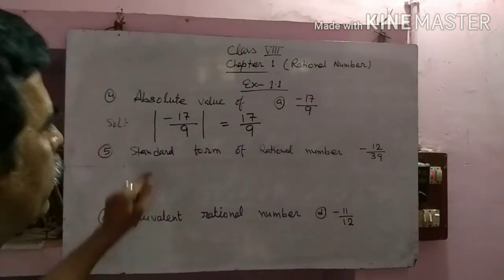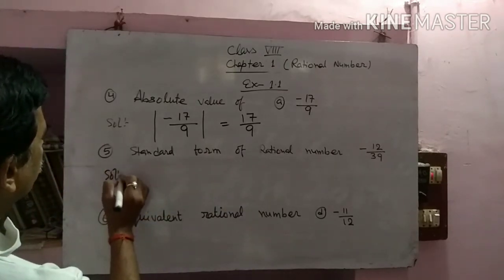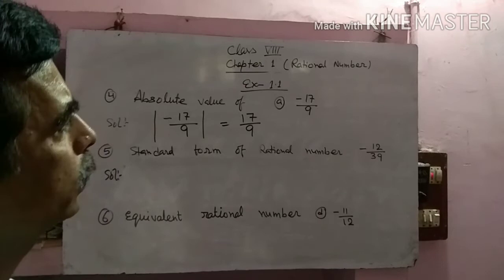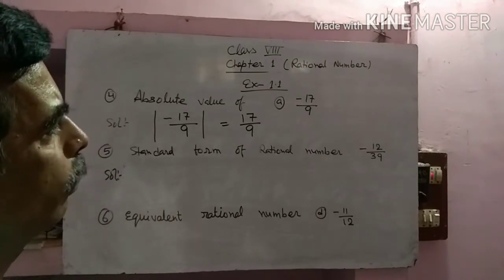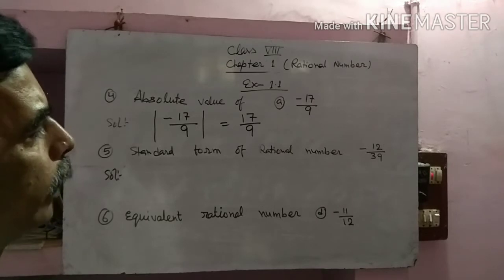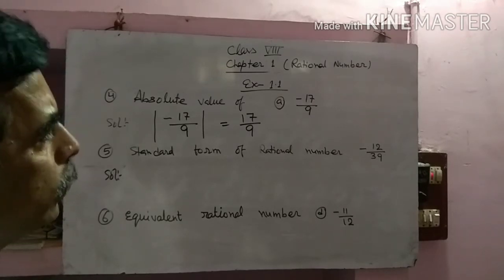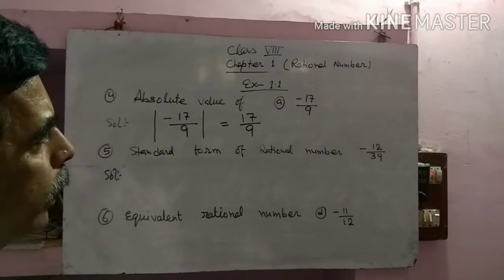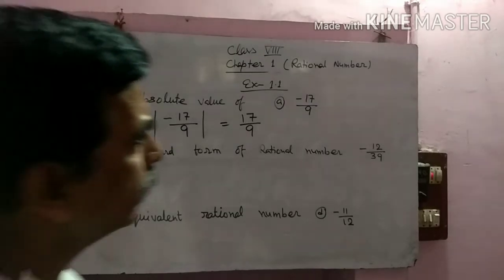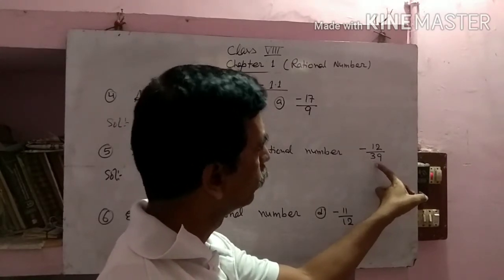Okay. The standard form of a rational number. We have discussed that in the standard form of a rational number, the numerator and denominator should be co-prime and the denominator should be greater than 0, meaning q should be greater than 0. In this case, we have seen that the denominator is positive, so it is greater than 0.